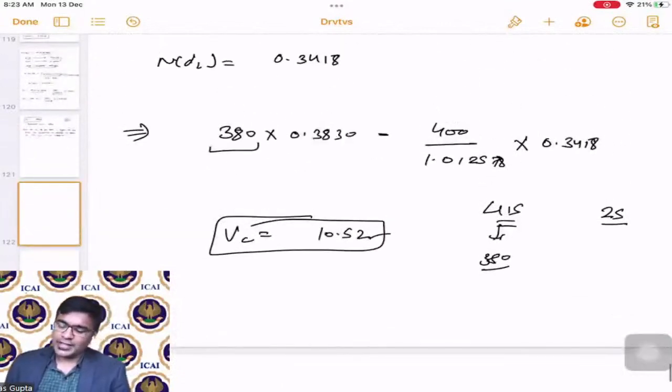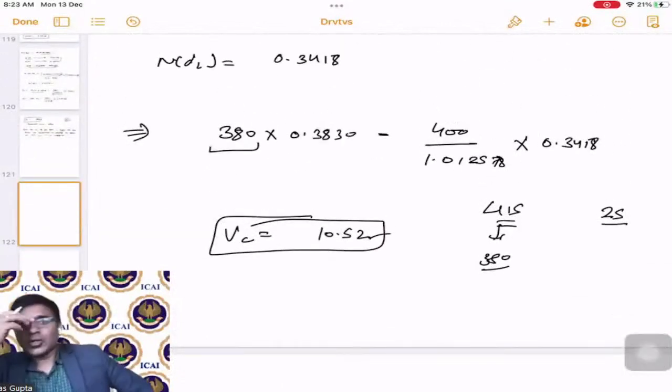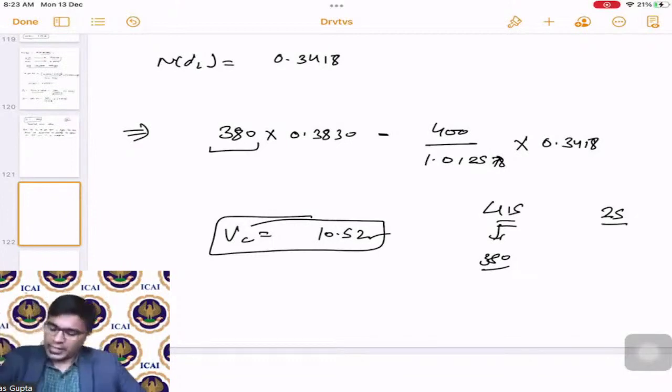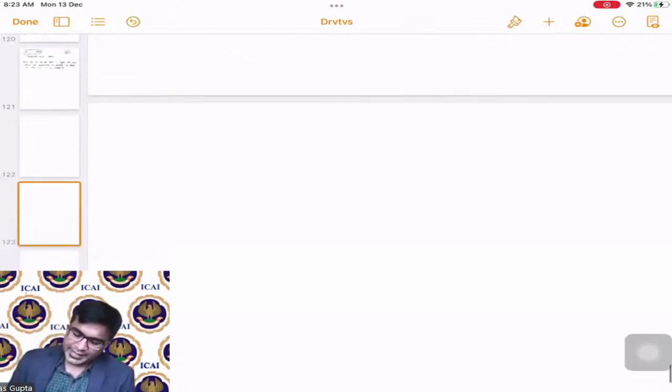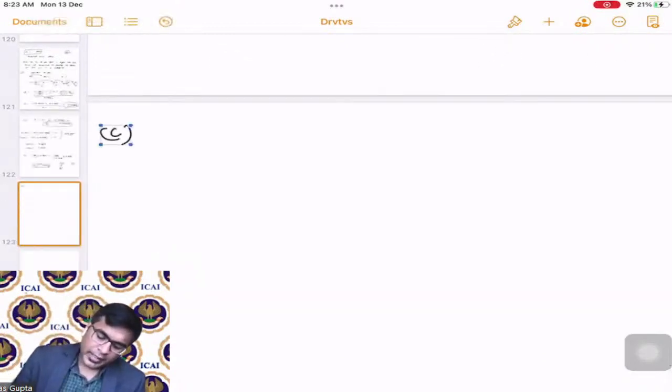Now there are two ways here, students. One is to apply the Black-Scholes model formula for valuation of a put option, or the easier way would be to apply the put-call parity theory, because under put-call parity, we have already calculated the value of the call option as 10.52. The other two numbers are there, and the third number we have to find. So let us see how we can use the put-call parity theory here.